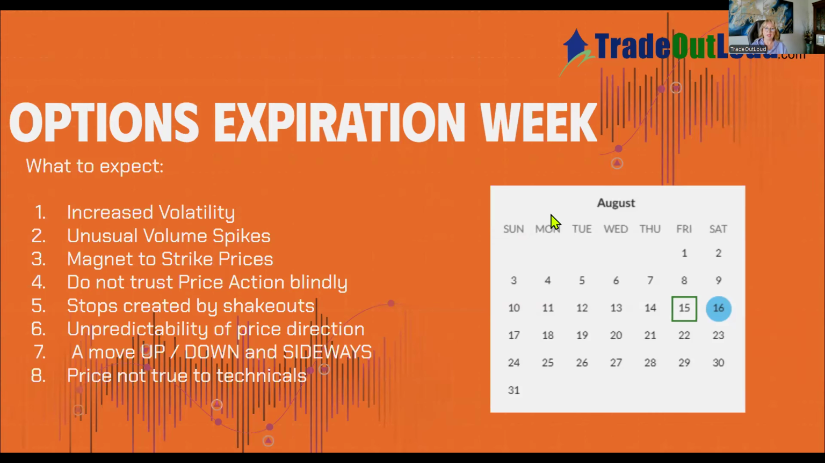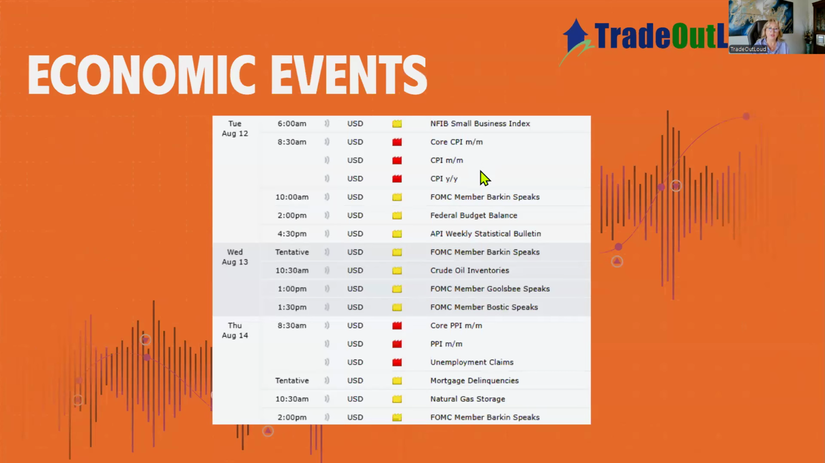Now, economic events for today. This morning, we just had the CPI numbers, and we have an FOMC member that is going to be delivering a speech at 10 o'clock. We have the federal budget balance, which is not going to impact the market, and the API numbers. These are the oil numbers that are coming in at 4:30. Again, it's not going to impact the market. It's going to impact probably oil.